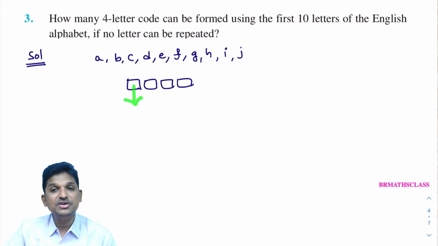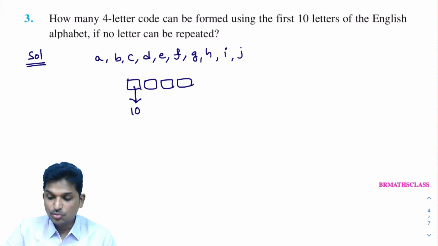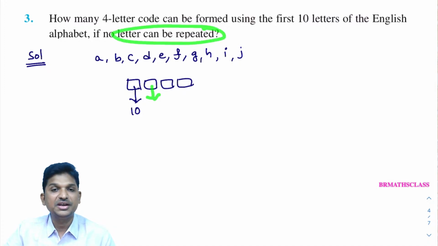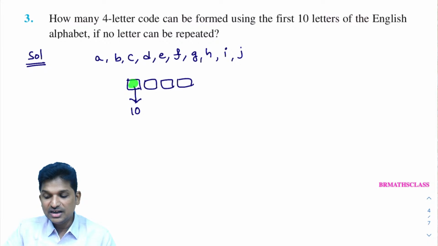First box can be filled in how many ways? A, B, C, D, like this, the total 10 alphabets are there. So the first box can be filled in 10 ways. What about the second box? Repetition allowed or not allowed? Repetition is not allowed. No letter can be repeated. What letter you wrote in the first box, the same letter you cannot write in the second box. So now how many letters are available? Total 9 letters are available. So the second box can be filled in 9 ways. I hope you are understanding. What about the third box?